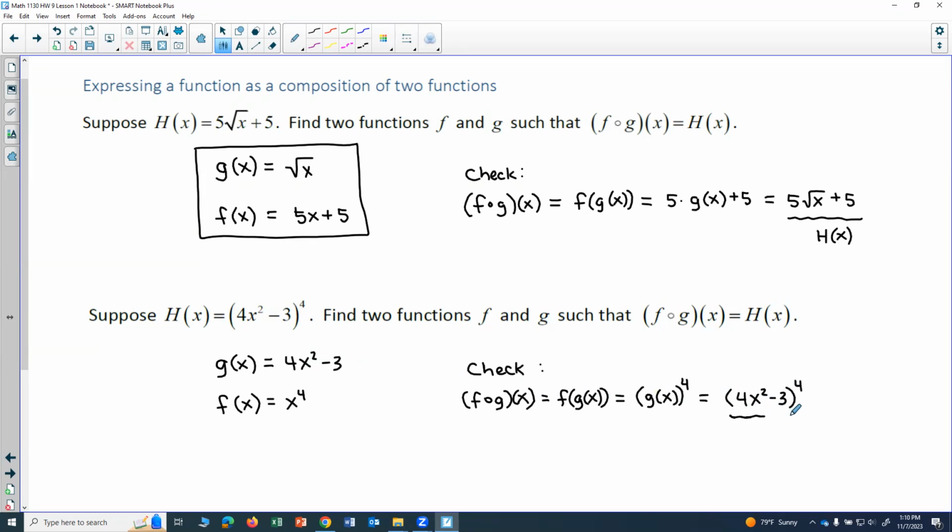And that indeed equals my capital H of x. So I have correctly identified an inner function, g of x equals 4x squared minus 3, and an outer function, f of x equals x to the fourth, because 4x squared minus 3, quantity to the fourth, is my h of x.